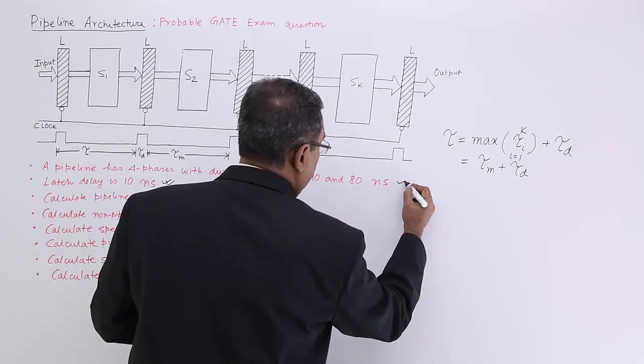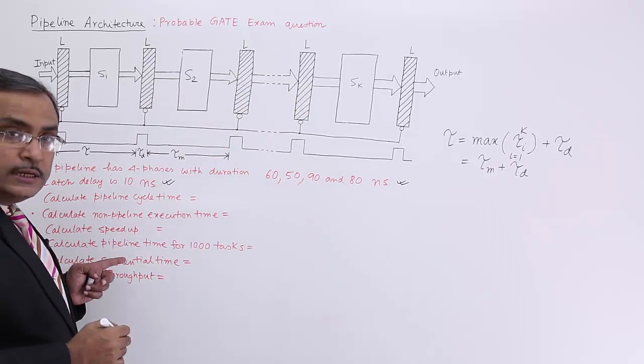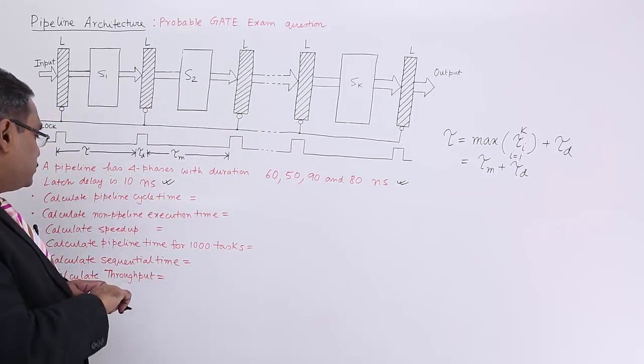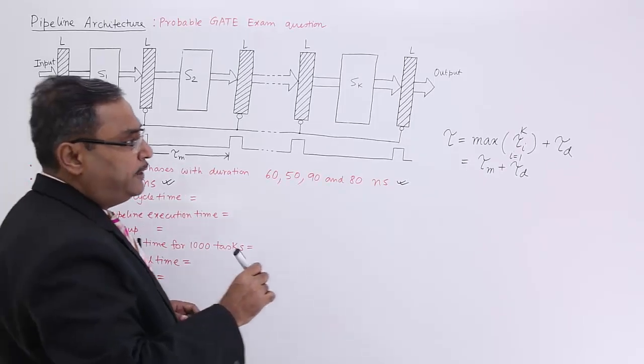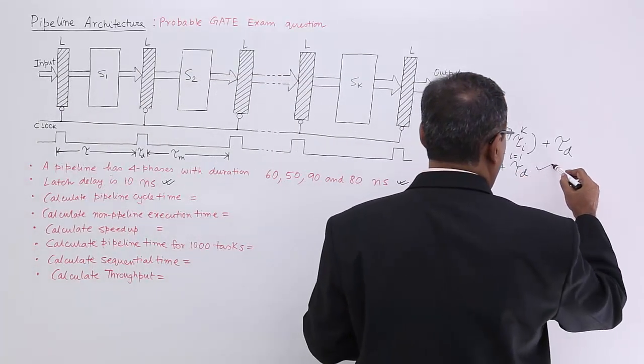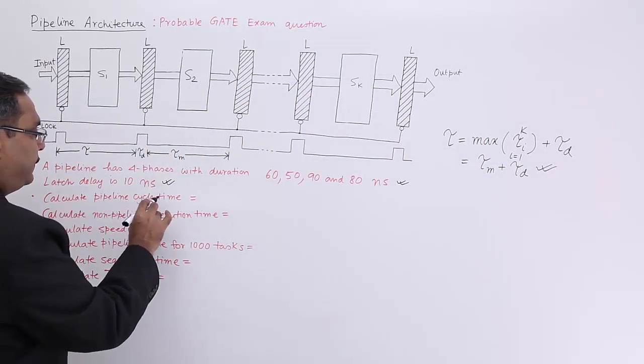Let me go for the problem solving. How many questions are there? I think 6 questions are there. Let me solve one by one. The first one is to calculate the pipeline cycle time. That is a favorite question and it is very common. So, the formula will be this. How to calculate the pipeline time?